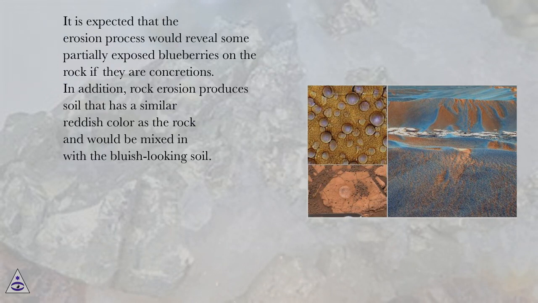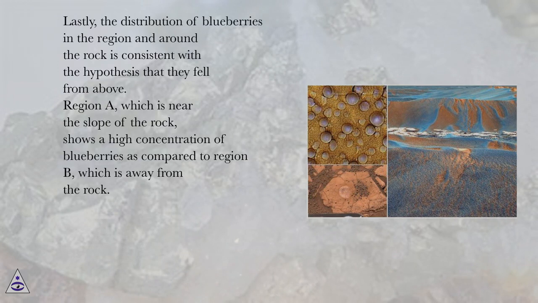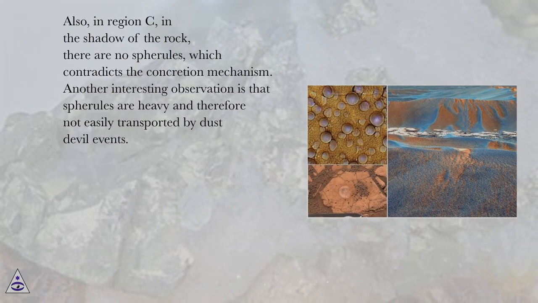In addition, rock erosion produces soil that has a similar reddish color as the rock and would be mixed in with the bluish-looking soil. Lastly, the distribution of blueberries in the region and around the rock is consistent with a hypothesis that they fell from above. Region A, which is near the slope of the rock, shows a high concentration of blueberries as compared to Region B, which is away from the rock. Also, in Region C, in the shadow of the rock, there are no spherules, which contradicts the concretion mechanism.